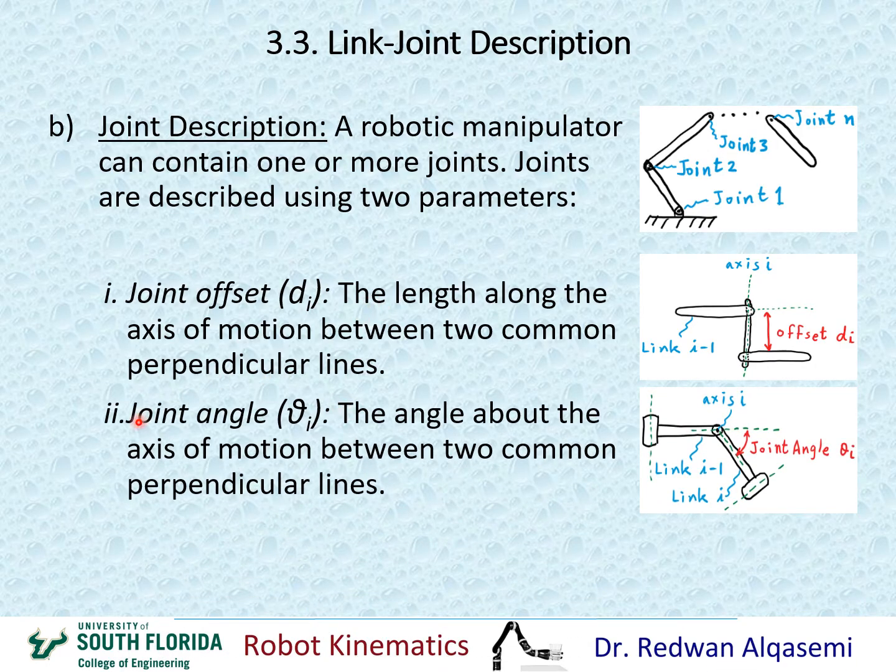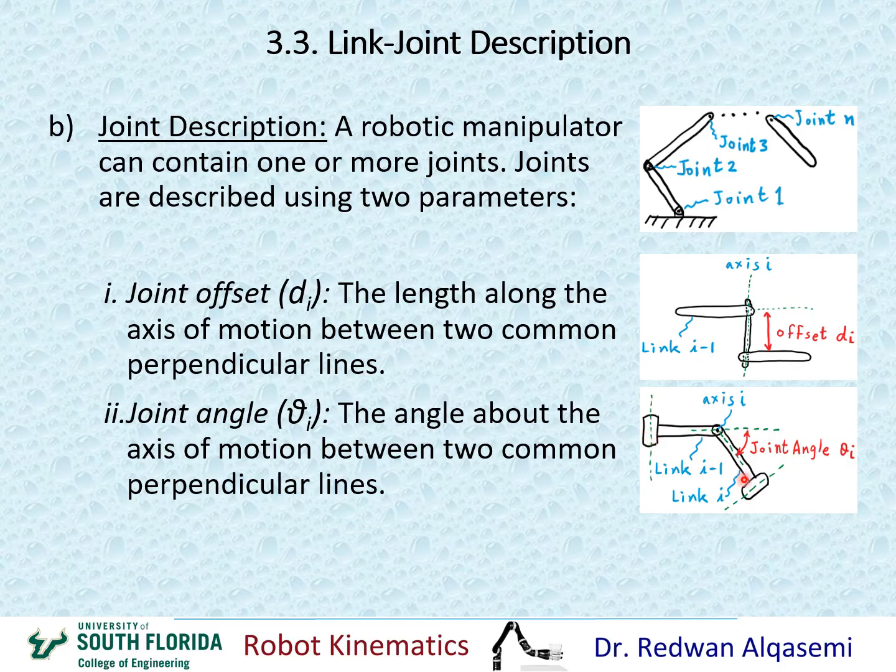The second parameter is called the joint angle, or theta. And again, the I here is an index that indicates which axis we're talking about, or which joint. So for axis I, or joint I, we're using theta I. And the definition of joint angle is the angle about the axis of motion between two common perpendicular lines. So again, if we look at this here, let's say we have axis I, this is the joint that we're describing. The joint before axis I, which is here, axis I minus 1. Now this axis I minus 1 and axis I have a common perpendicular line, which is this line.